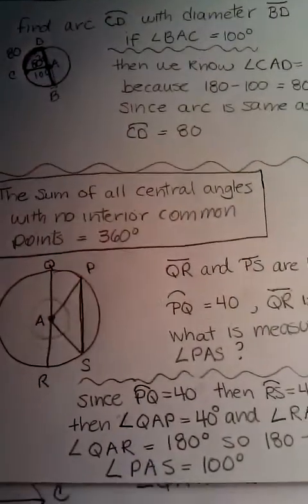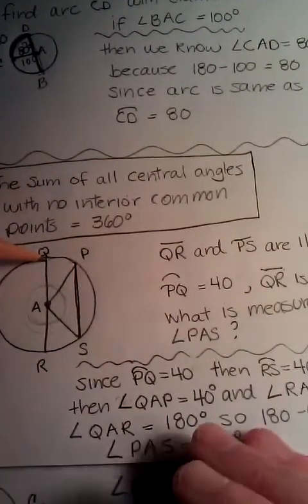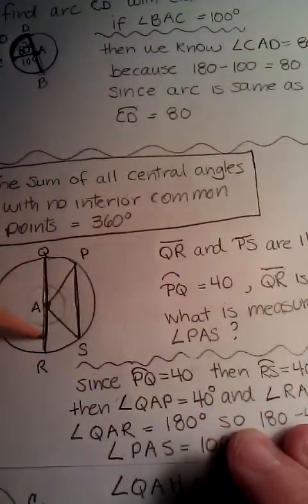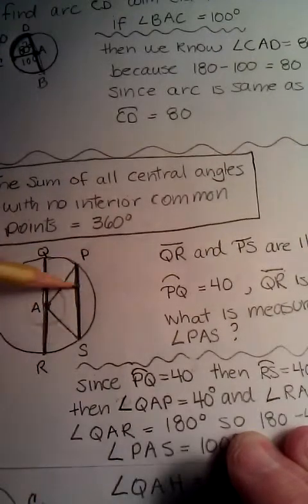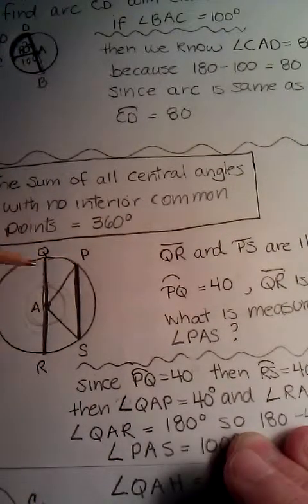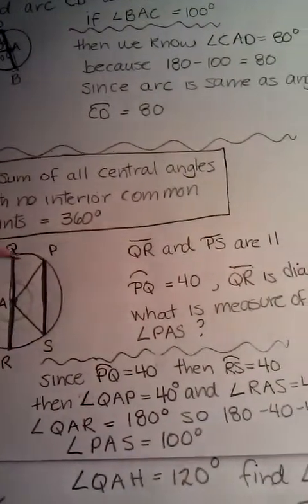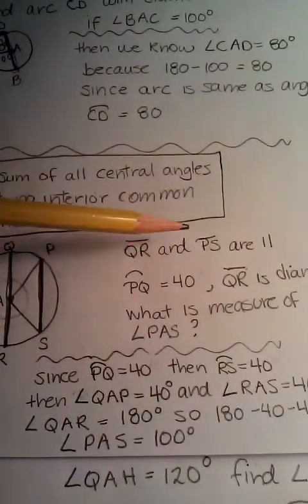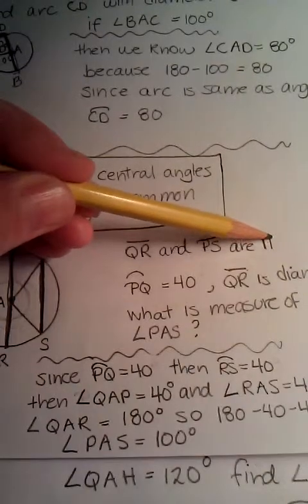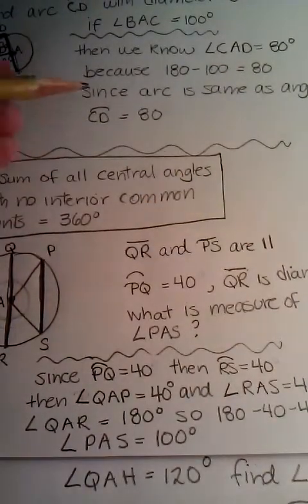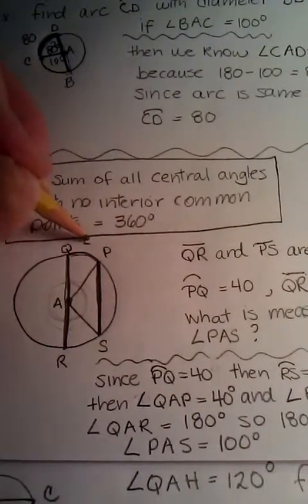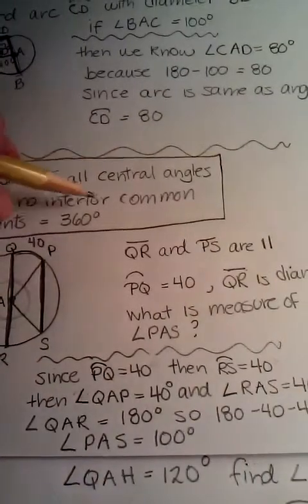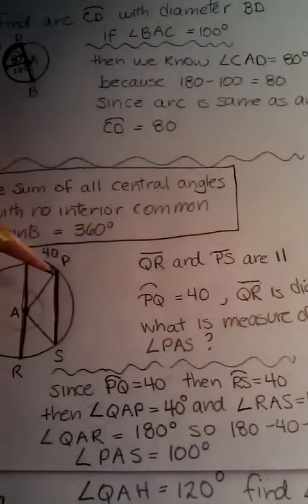So now let's say we are given that this little guy is my diameter and that he is perpendicular to this one right here. So QR is perpendicular to PS. This little sign means perpendicular if you haven't seen that before. And then I also know that PQ is 40, so from here to here is 40. And we know that QR is the diameter, and we want to find out the measure of PAS.